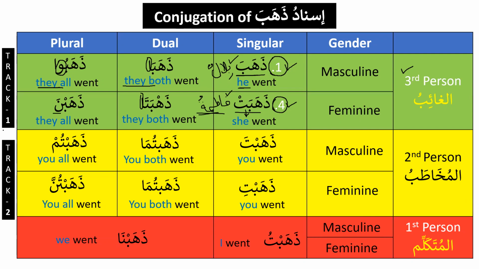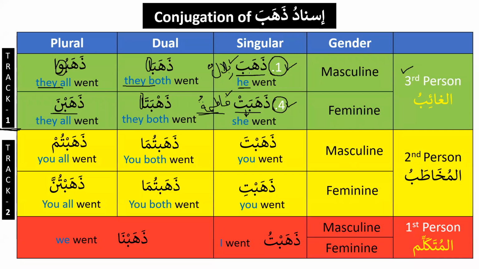Now you might be seeing something over here. It says track 1 and track 2. To understand the anatomy of the verbs, the conjugation, you can say it's like the 2 tracks of a train. You know, a train has 2 tracks. So track number 1 is from number 5 up to 1. In form number 6, the track will change.